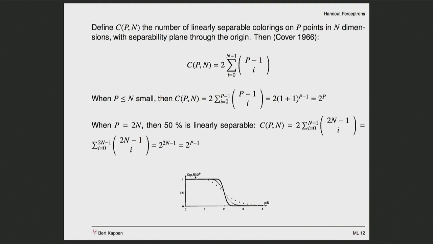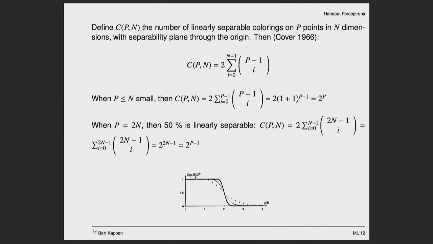Now, if p is equal to 2n, you fill it into this formula, and you will find that you get the answer 2 to the power p minus 1. That means if you divide 2 to the power p minus 1 by 2 to the p, you find 1/2. You see that just 50% is linearly separable. And if you go for p larger than 2n, you will find that this fraction goes more and more to 0.